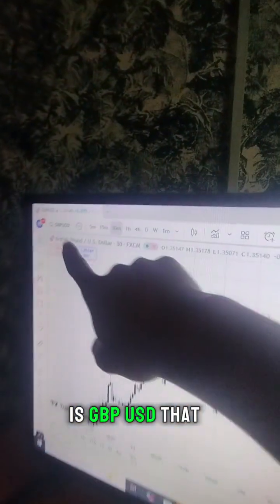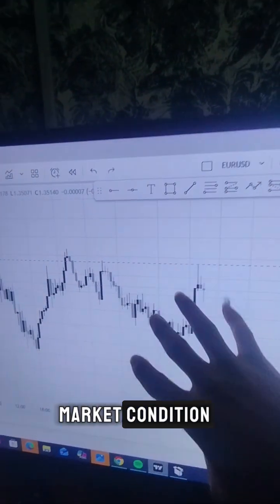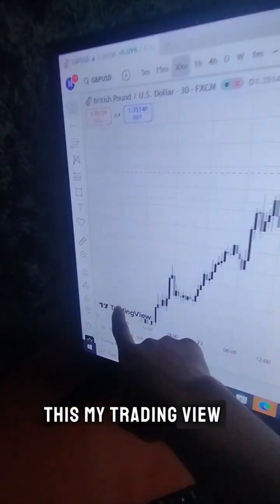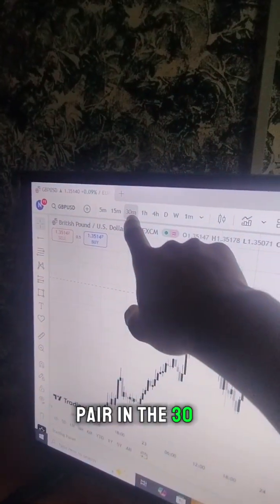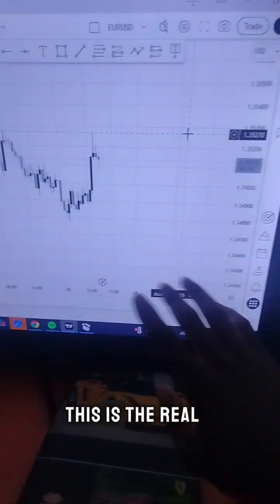Just stay with me while we analyze this pair to show you that smart money has entered this market right now. So this is GBPUSD that we are trading. This is the real market condition. This is my TradingView. I'm looking at this pair in the 30-minute time frame.